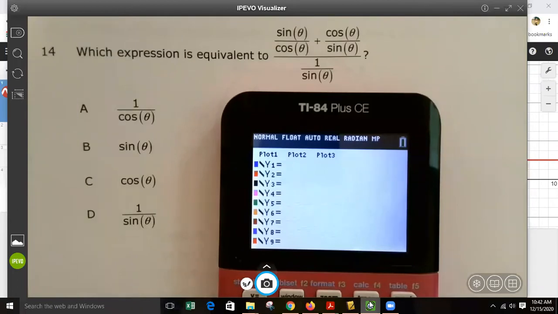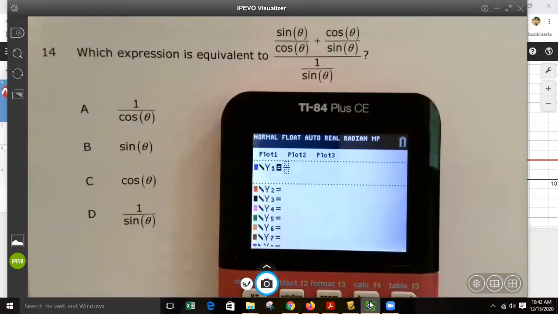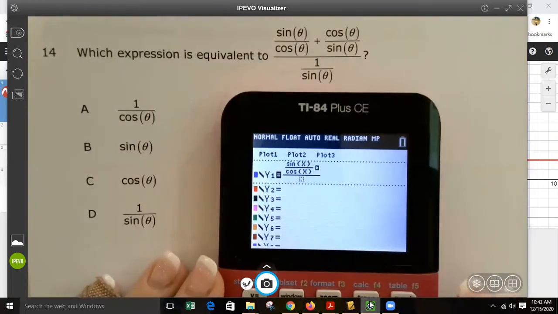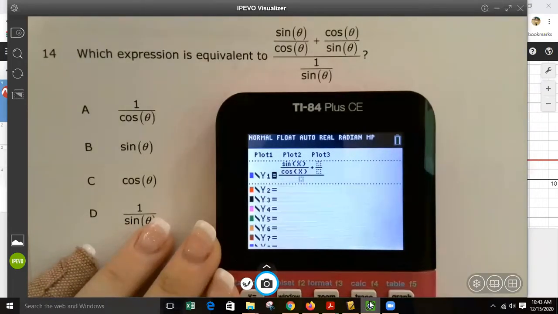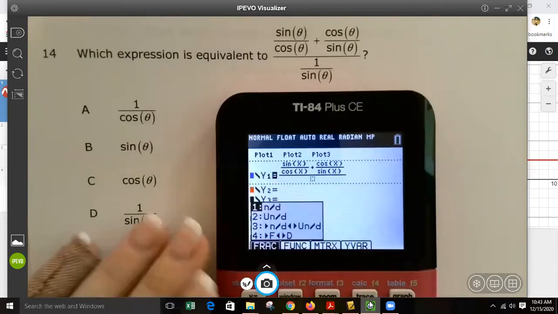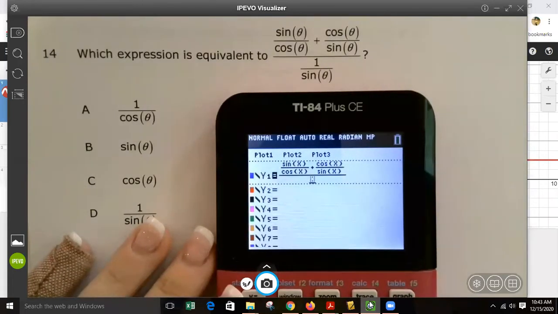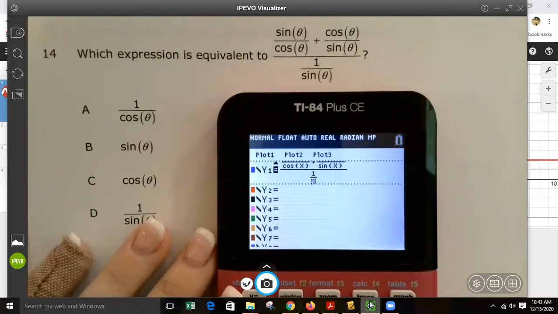All right, so carefully, I'm going to do alpha y equals, but then I'm going to do it again so that I can get my sine over cosine. So sine x over cosine x. Oh, sorry. And then we have plus, I'm going to do alpha y equals again. Cosine x over sine x. And on the bottom, I'm also going to have a fraction, 1 over sine x.